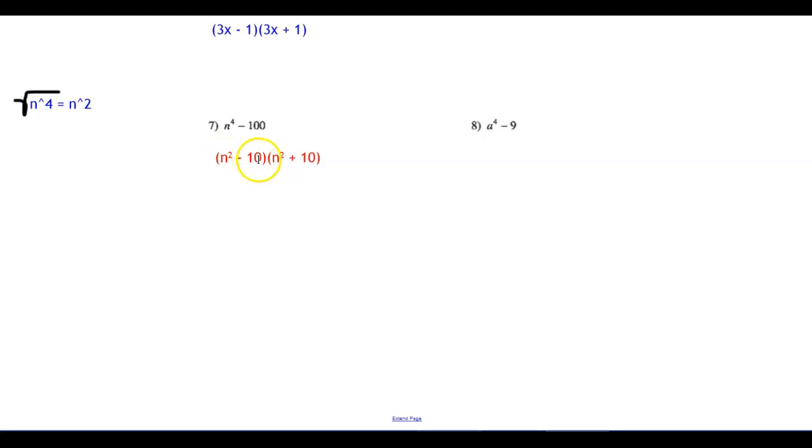Now, if this 10 were a perfect square, I could keep factoring, keep going, right? I would factor completely, in other words, and factor more than once. However, the 10 is not a perfect square. There's no number that multiplies by itself to give us 10, so we just leave it like this. This is our correct and complete answer.